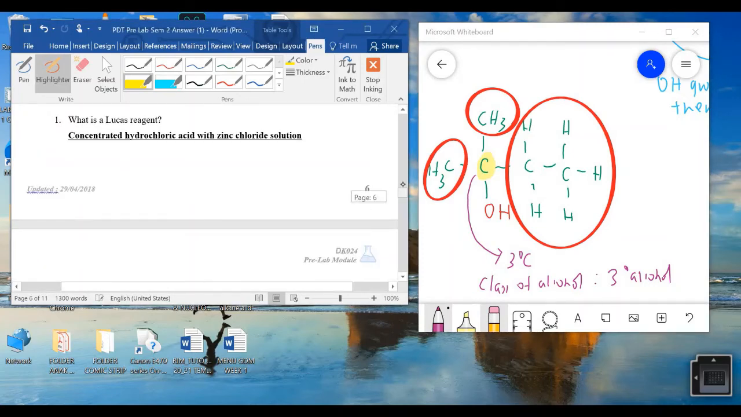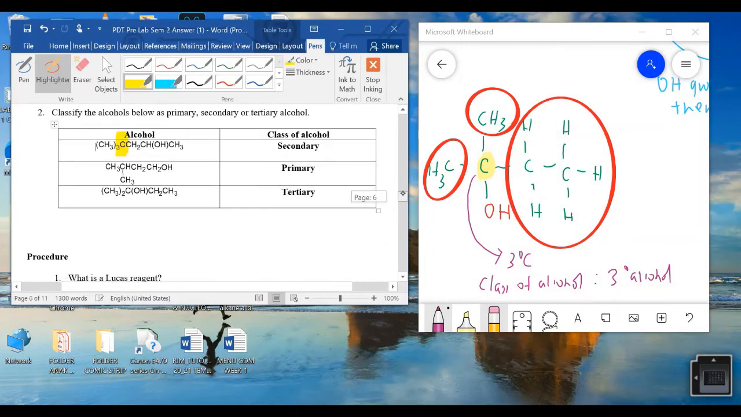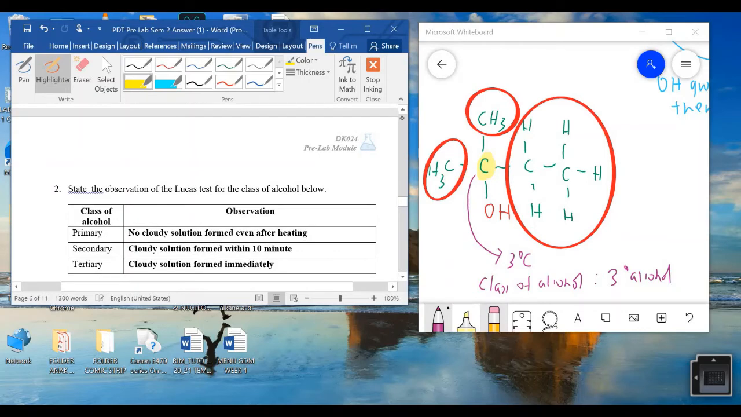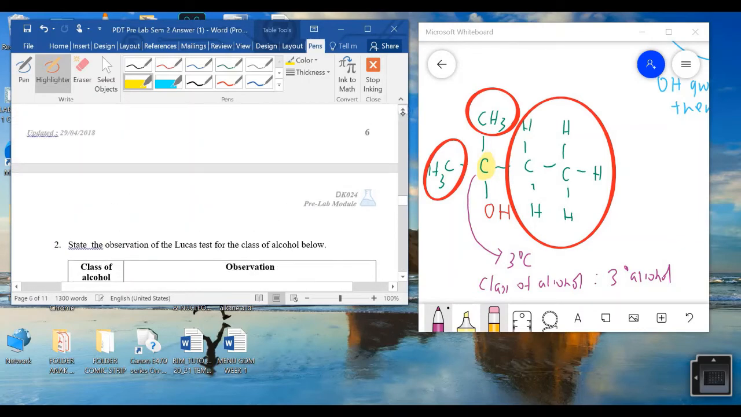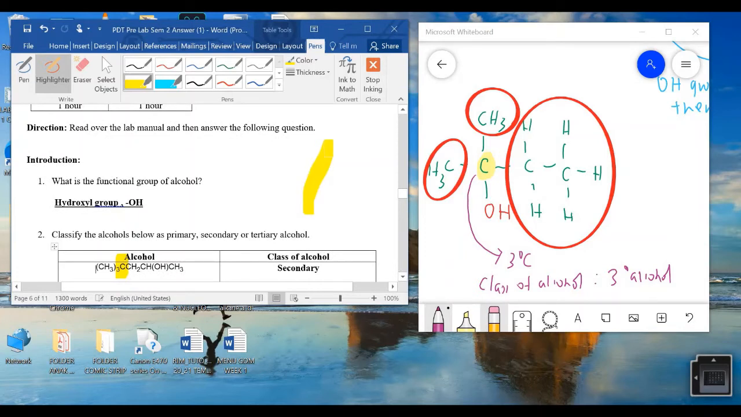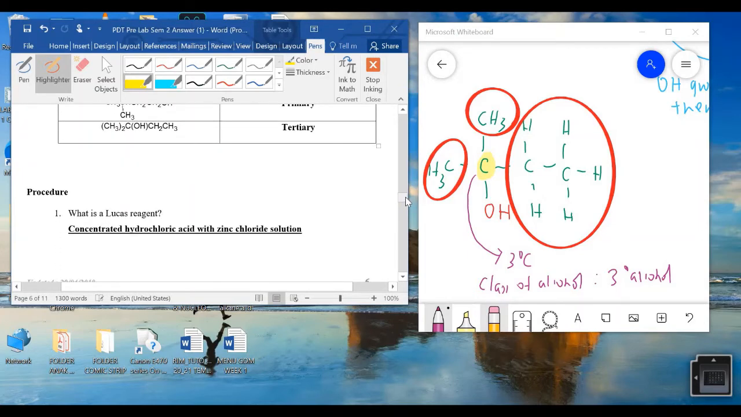So next, kita pergi kepada soalan seterusnya. Soalan seterusnya adalah, what is Lucas reagent? So, Lucas reagent adalah campuran concentrated HCl with zinc chloride solution. So, Lucas reagent dibuat daripada concentrated HCl dan juga zinc chloride solution.